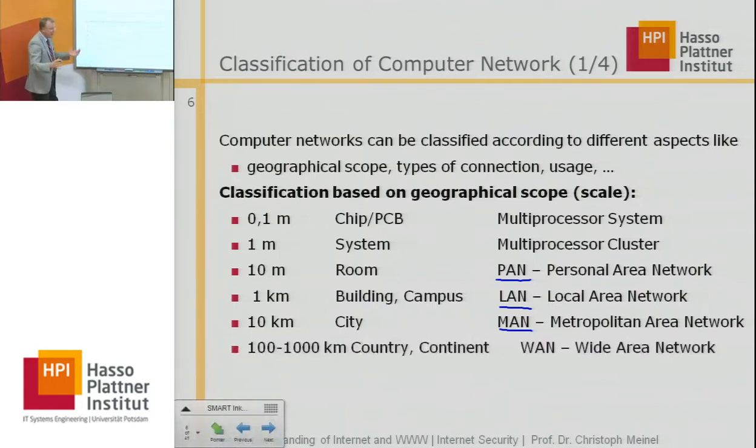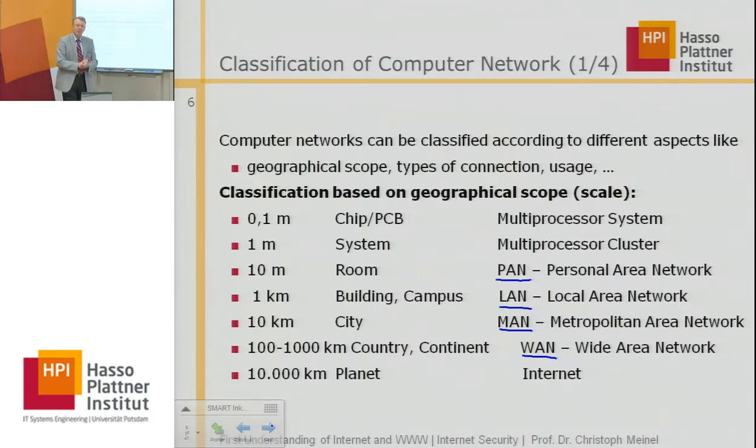Or when we enlarge our scale to 100 to 1,000 kilometers and consider computers that are connected inside a country or inside a continent, then we have these wide area networks. And finally, if we look at networks that connect computers around the planet, then of course this is the internet.